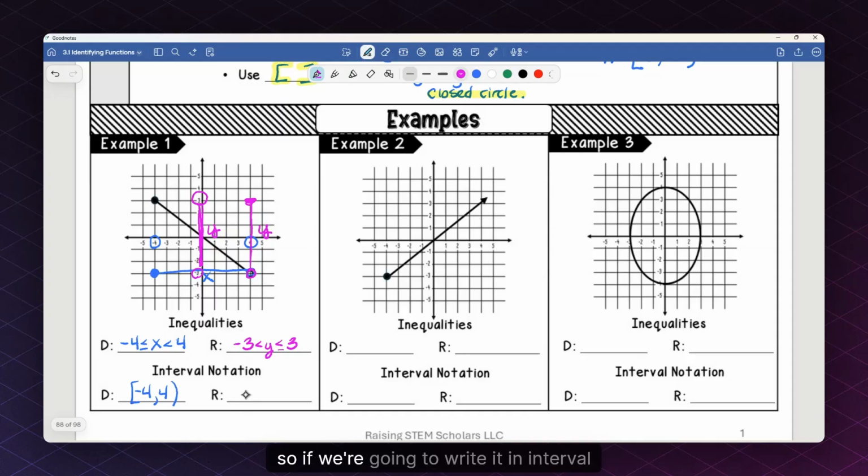Okay, so if we're going to write it in interval notation, let's go ahead and write our -3 and our +3. We're going to put a comma in the middle. Now we've got to decide if we're going to use a bracket or parenthesis. The smallest is down here, and this one is an open circle, so I'm going to do a parenthesis. And the largest is up here, and that is a closed circle, so I'm going to use a bracket.